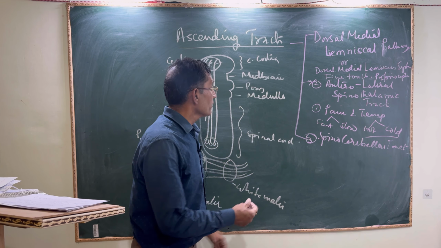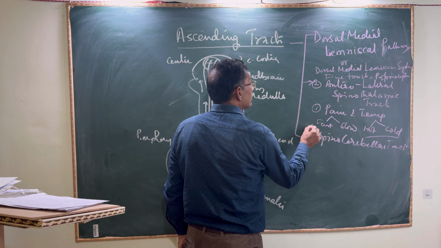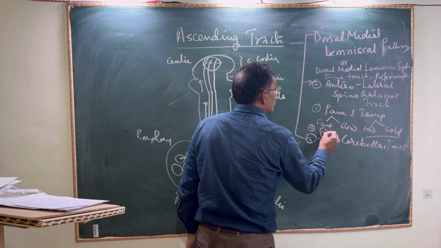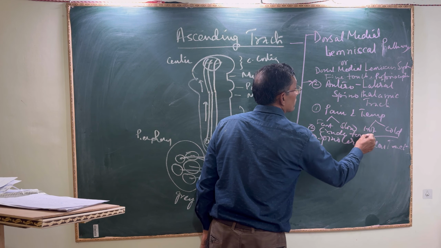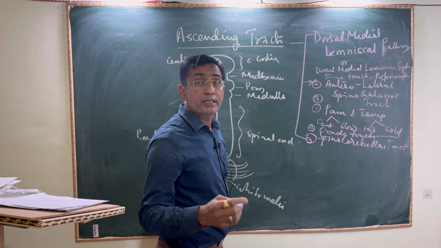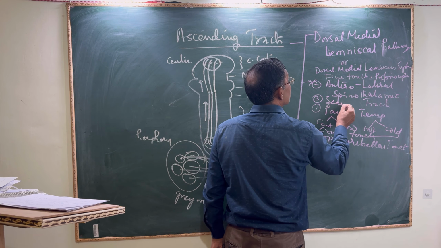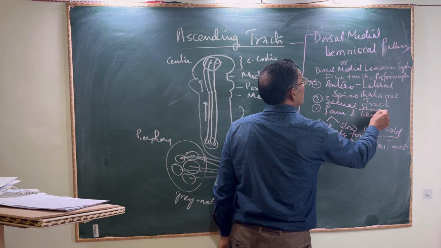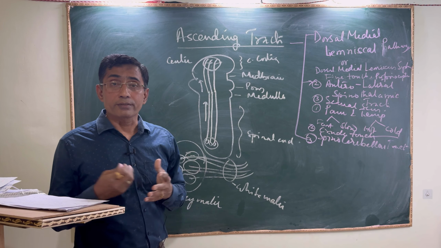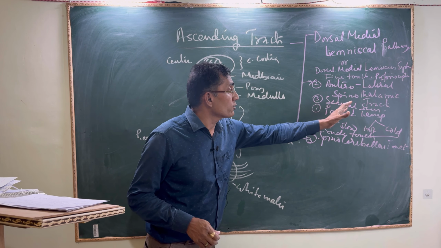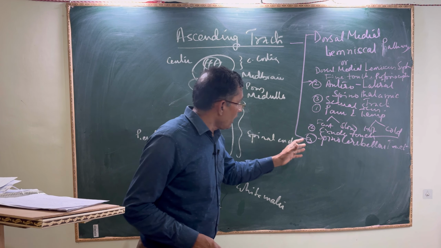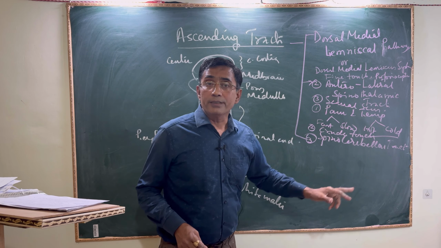They are stimulated. Then there are other sensations also, say the crude touch. Then third is sexual sensation. Sexual sensation also is carried by the anterolateral spinothalamic tract. Then pressure is also carried by the anterolateral spinothalamic tract. Now the third one or last one is spinocerebellar tract.